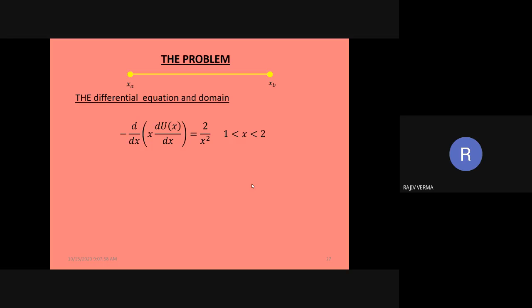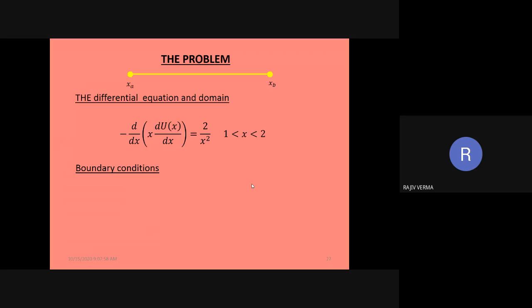For example, if you are interested in a heat transfer problem, the variable u is going to represent temperature. Similarly, if we are interested in axial deformation of a bar, then u is going to represent the deformation. And similarly for the other fields.